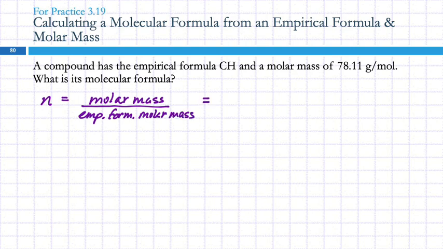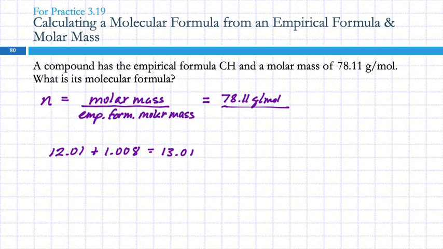Well, the molar mass is 78.11 grams per mole. We have to calculate the empirical formula mass. It's carbon, 12.01, plus hydrogen, 1.008, 13.018. So our empirical formula is 13.018 grams per mole of the empirical formula.